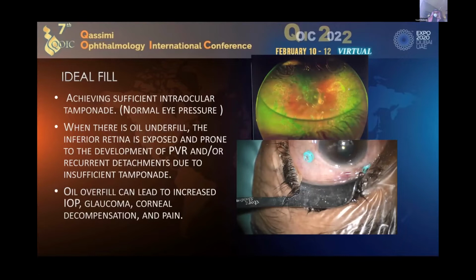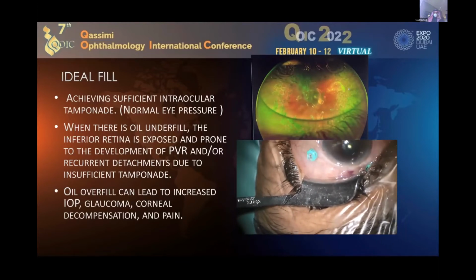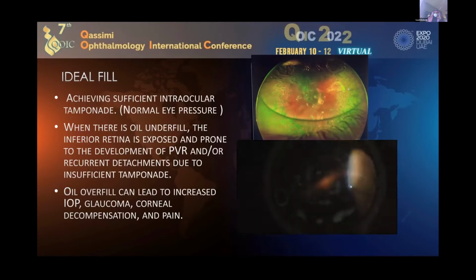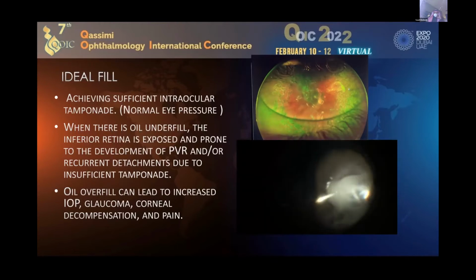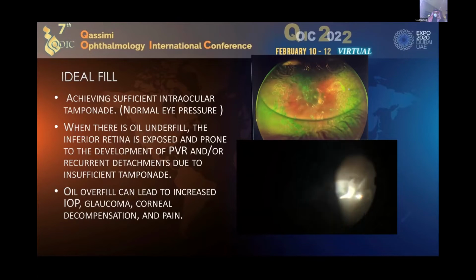Now, what's an ideal fill? An ideal fill is a normal intraocular pressure. So you want to achieve good tamponade with a good fill of silicone oil without having a very high intraocular pressure, because if you underfill the oil, we spoke about self-retention, you lose the benefit of the tamponade, and if you overfill the oil, you get into all the complications of increased intraocular pressure and glaucoma and corneal decompensation.